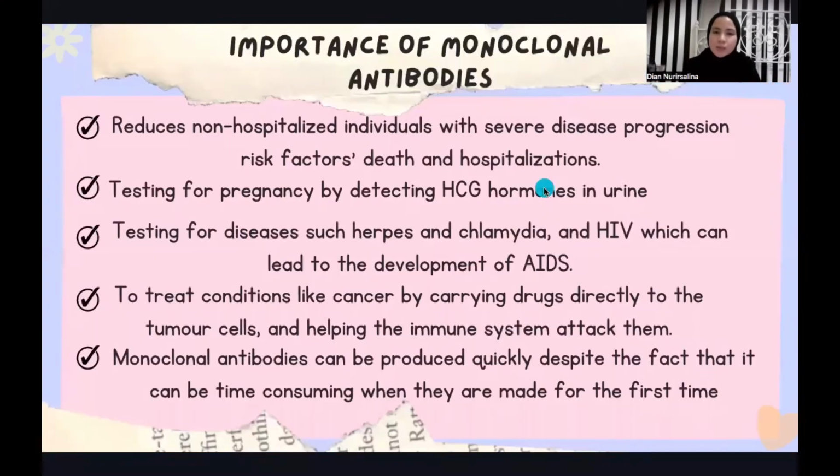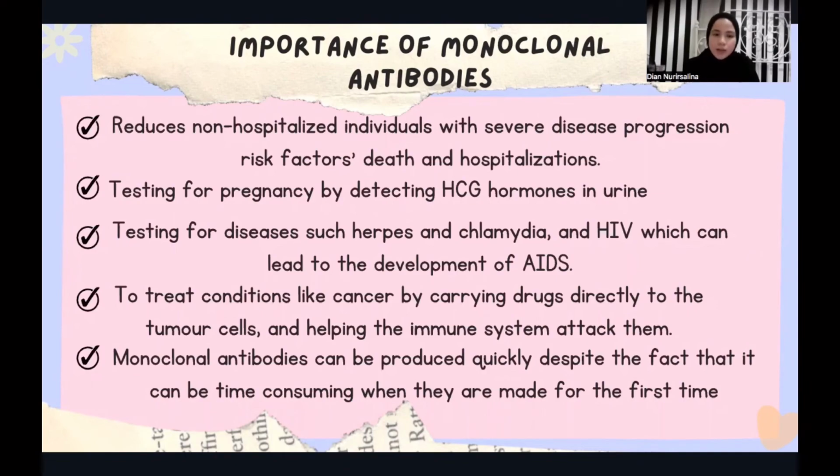Next, I will explain about the importance of monoclonal antibodies. These monoclonal antibodies are very important, as they can reduce the risk of death and hospitalization in non-hospitalized individuals with severe disease who have risk factors. Then they can test for pregnancy by detecting HCG hormones in the urine.